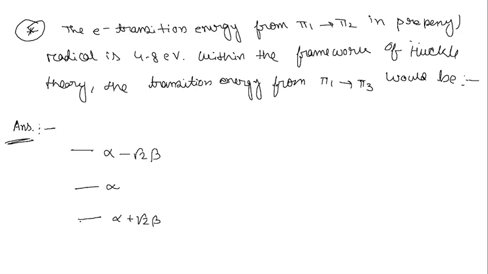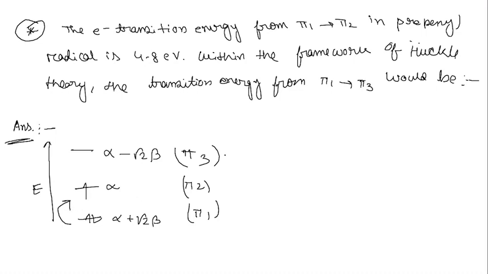I am just here to solve questions, or if you have any doubt you can ask me anytime. So propyl radical, this. Okay, now they told that the transition from psi 1 to psi 2, this is 4.8. So alpha minus root 2 beta equals 4.8 electron volt.